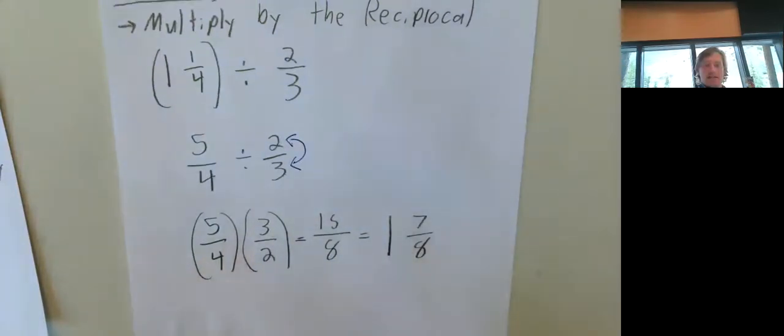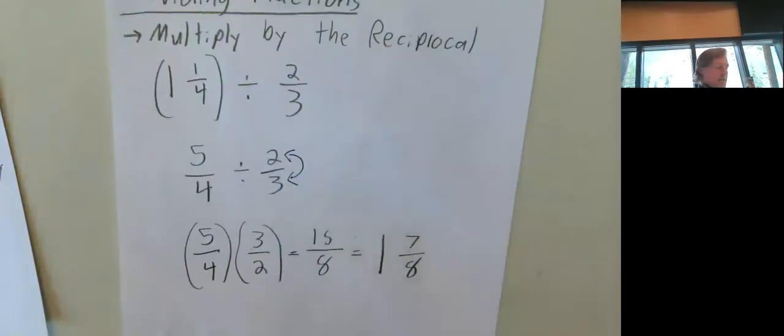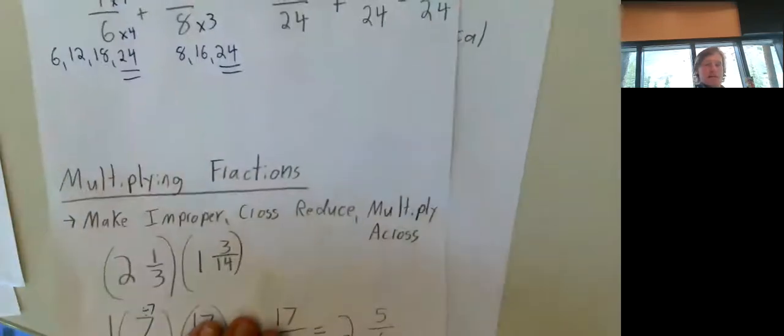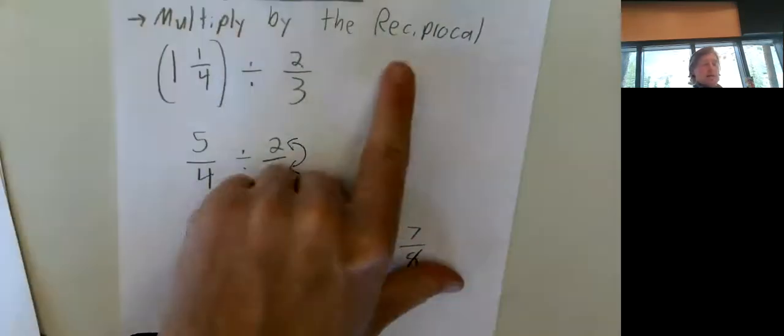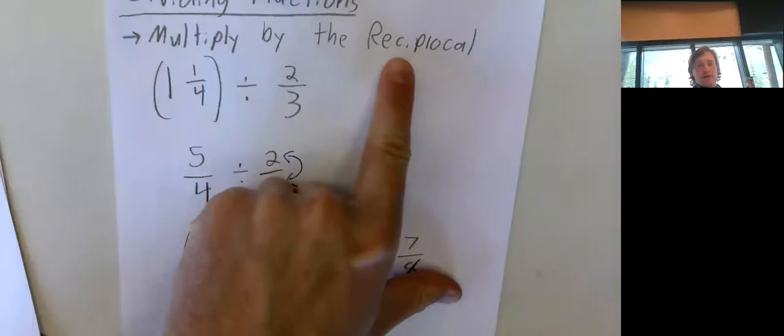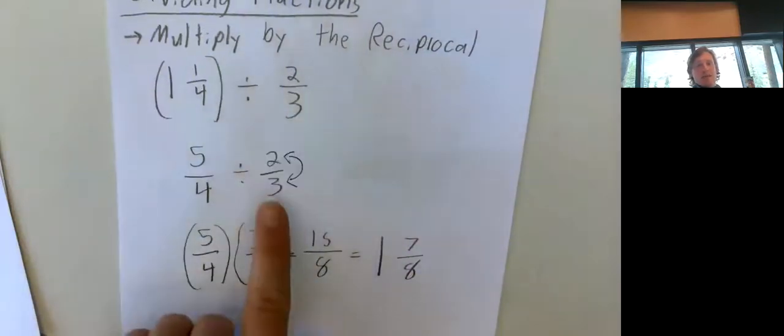And that's how we divide. Same rules as multiplying, but the key here is we're multiplying by the reciprocal of that second number.